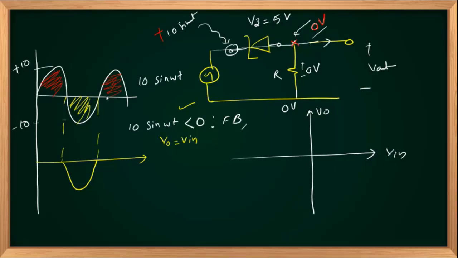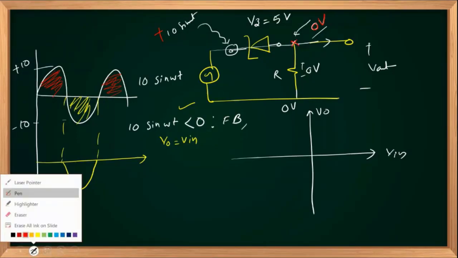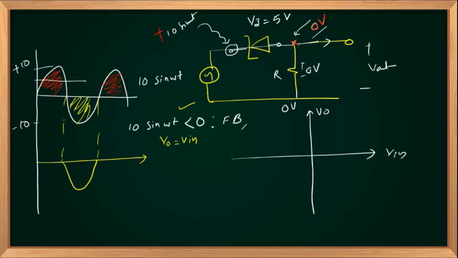So the moment 10 sin omega t is less than 5, it's my 5 volt level. If it is less than 5, it will be in reverse bias and it is in the before breakdown region, because you should cross 5 volts in the reverse direction to break the diode in the reverse mode. So before breakdown, it acts as an open circuit, right?